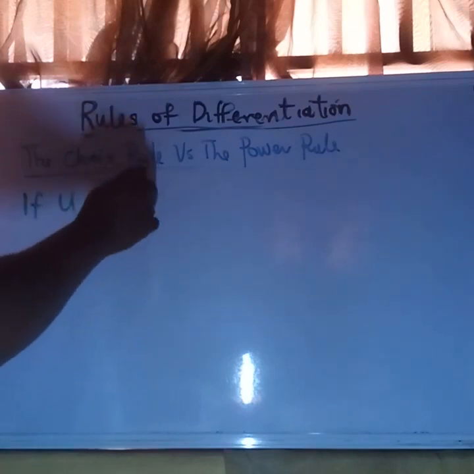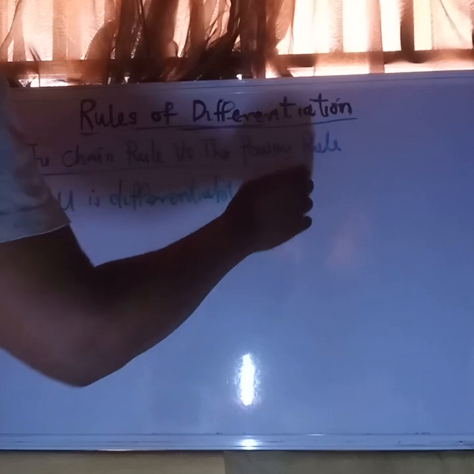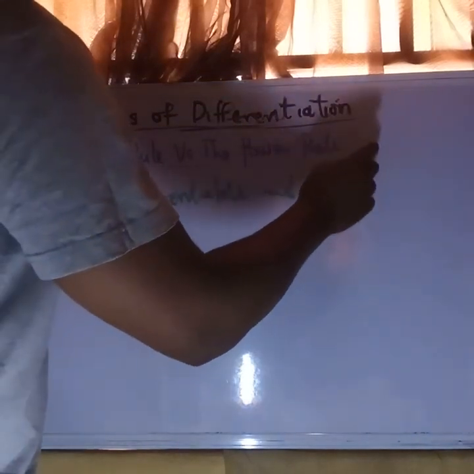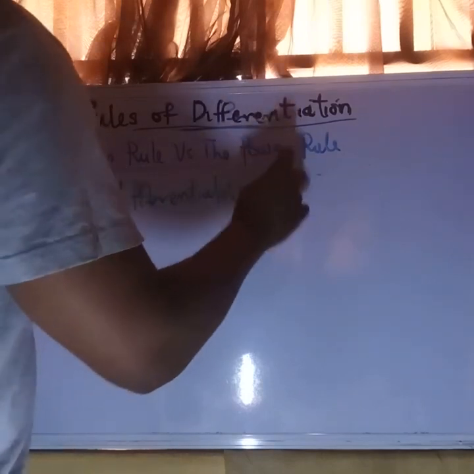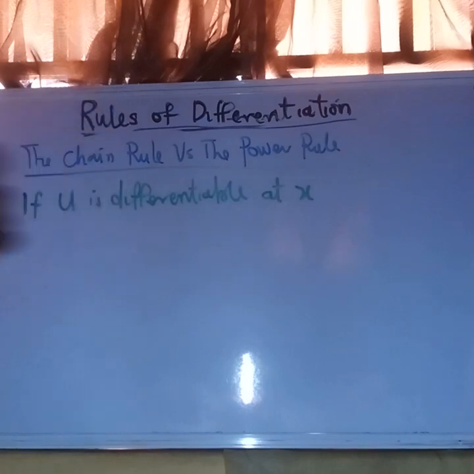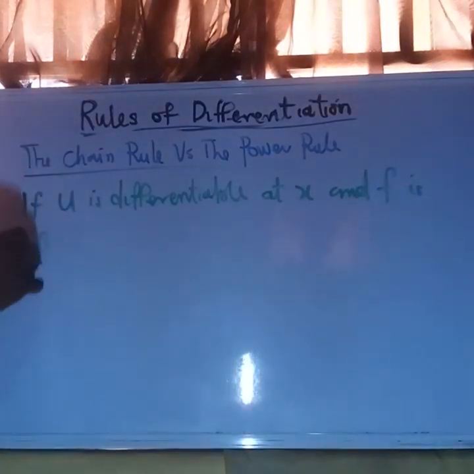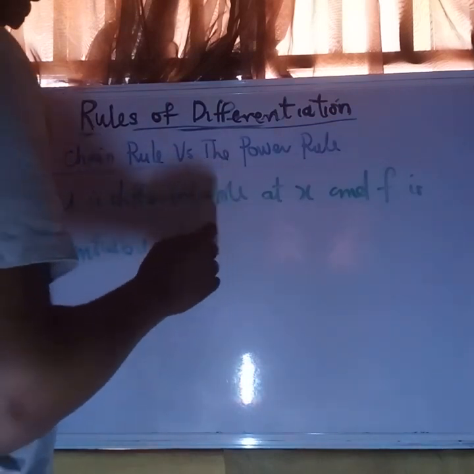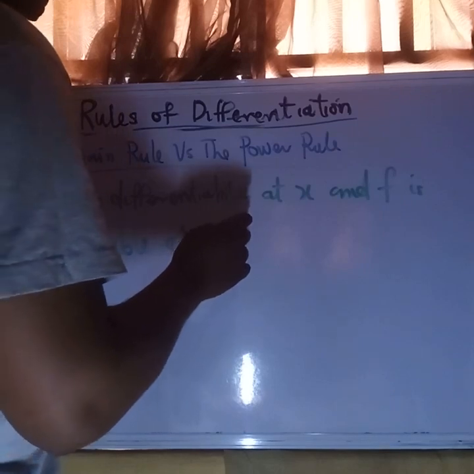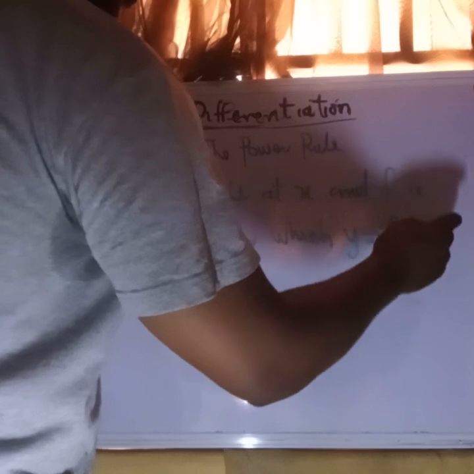If u is differentiable at x, as we earlier postulated, and f is differentiable at u, for which y is equal to this.